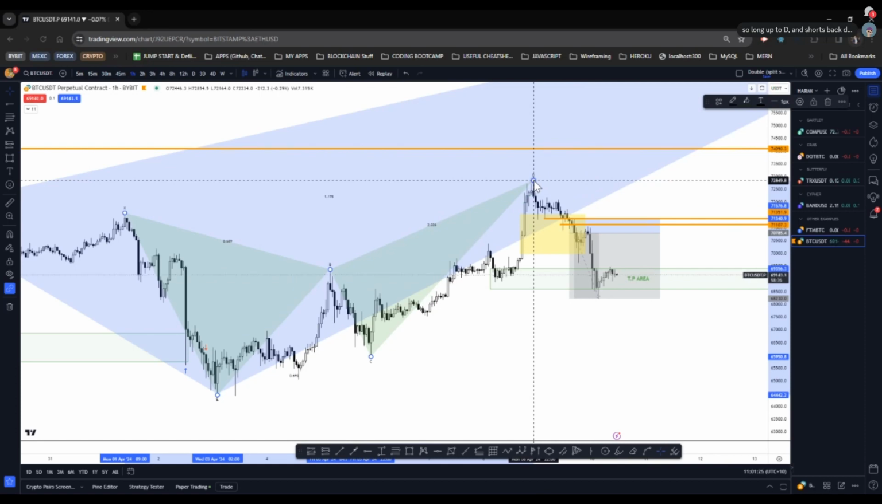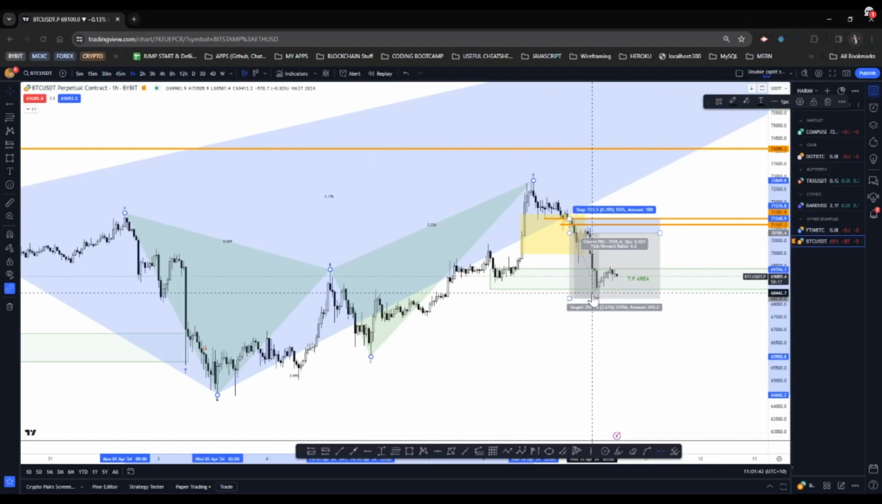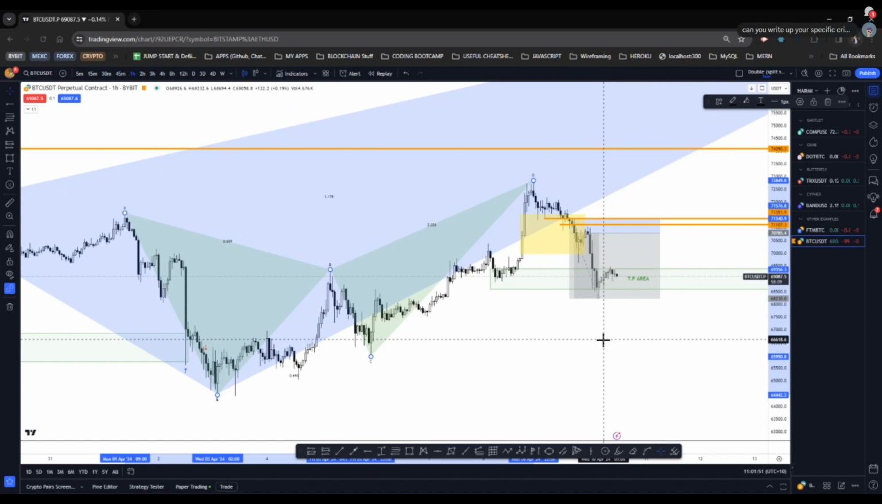So long up, then short back down. Yes, correct. That's why harmonics are powerful, man, because you can take trades up and down. These are potentially 4 trades, 1, 2, 3, 4, actually 5 trades if you wanted to. But I try not to do it because it goes against my trading plan. I don't take more than 3 trades at a time.